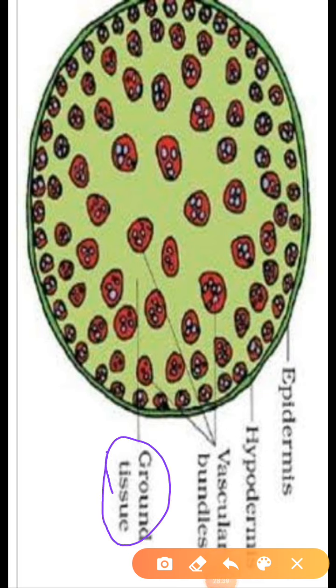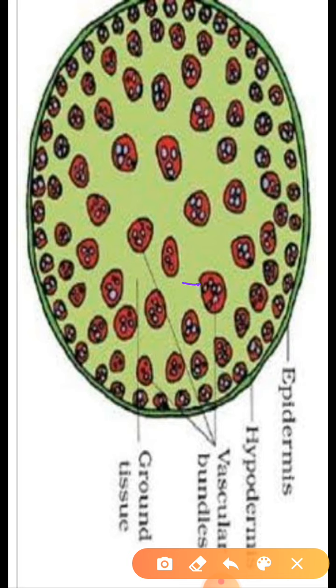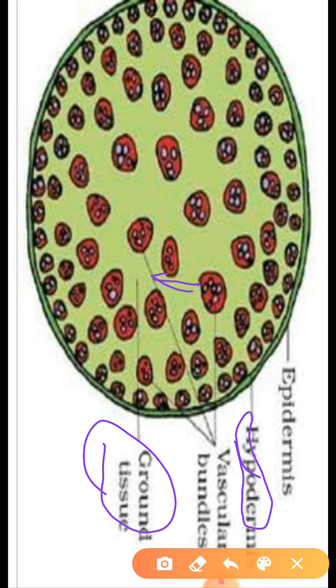Ground tissue. The entire, whole mass of the parenchyma cells which is present after the hypodermis and moves longer into the center is known as ground tissue.